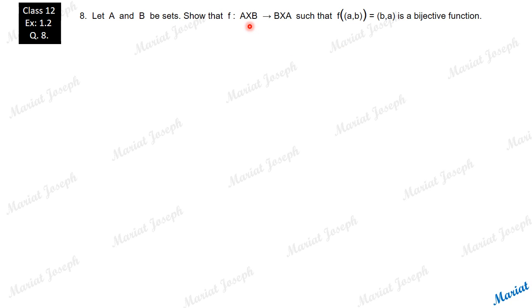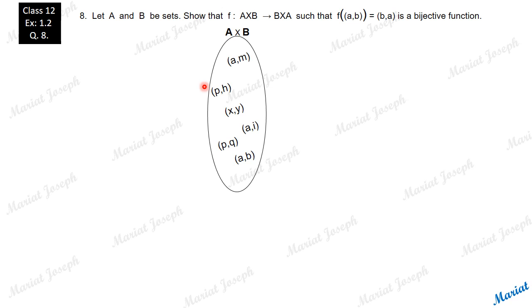Here we are given the domain A cross B, where A and B are two sets. A cross B is the Cartesian product of the two sets A and B, which means all possible ordered pairs that can be formed using the elements of set A as the first element and set B as the second element. Let us take some sample elements in this A cross B. A cross B consists of ordered pairs. Every element is an ordered pair: (a, m), (p, q), (p, h), (a, b), (a, i), etc. Some sample elements I am taking.